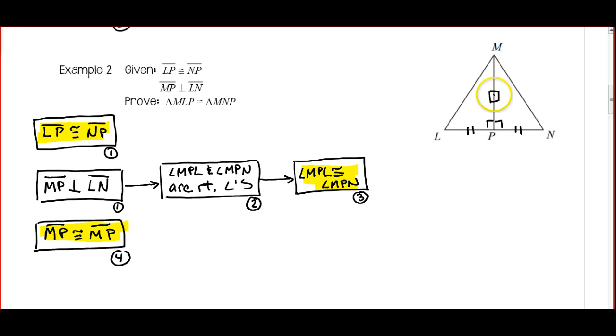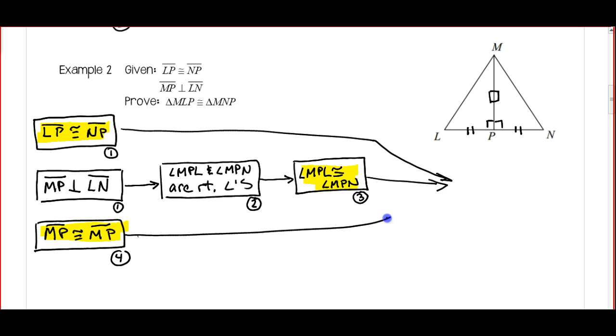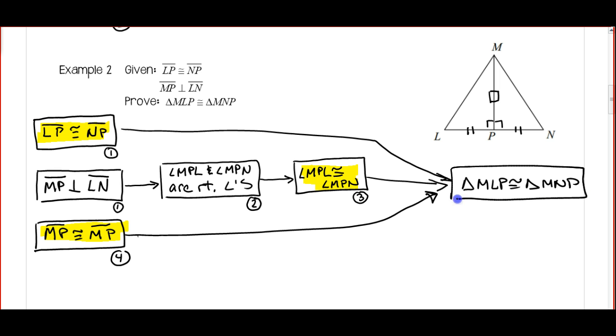And really, I can see in my picture now that I have side angle side, which is going to be enough to prove. So these 3 reasons here are going to flow right to triangle MLP congruent to triangle MNP. And that will be reason 5.